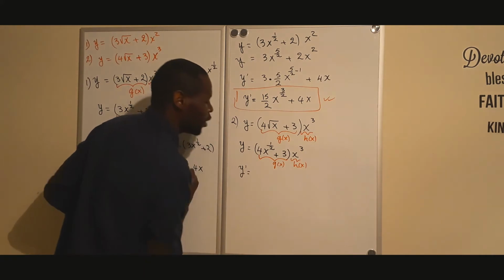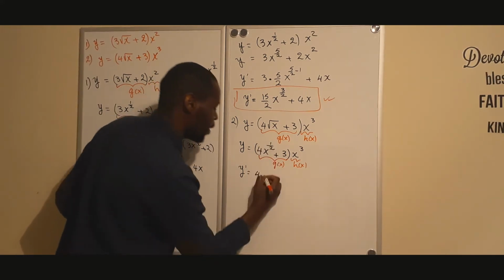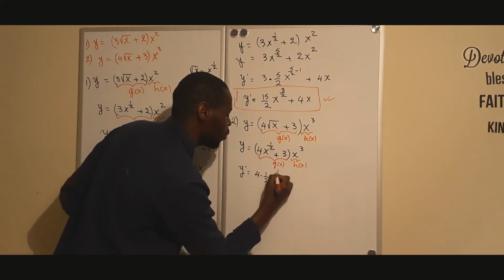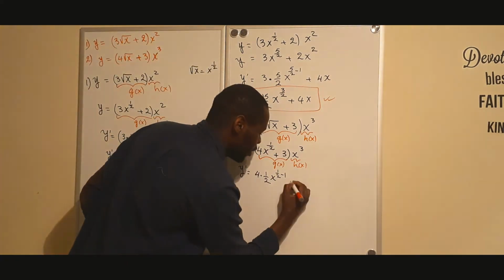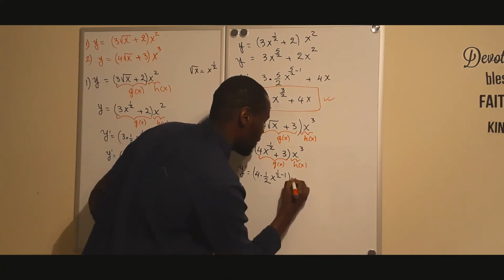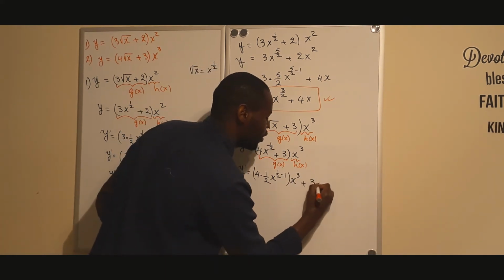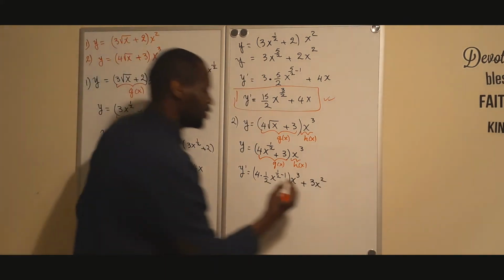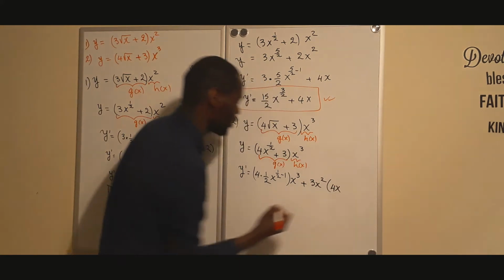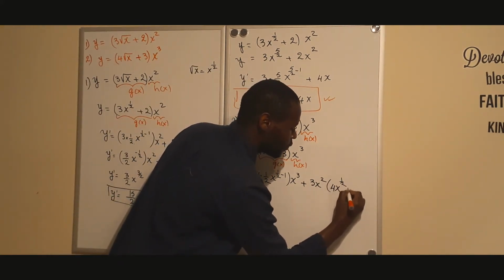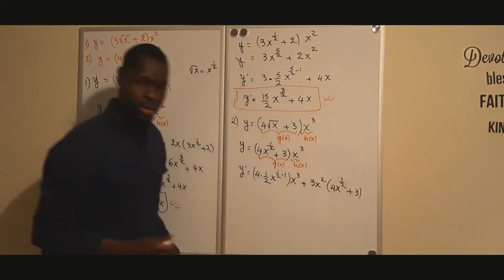So y prime will be what? g prime of x. So 4 times the power here, 1/2, x to the 1/2 minus 1. The derivative of 3 is a constant, so that's 0. We multiply this by h of x, then we add the derivative of h of x, which is 3x squared, multiplied by g of x, 4x to the 1/2 plus 3.